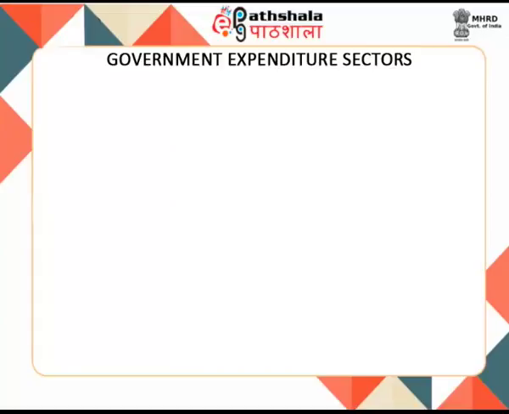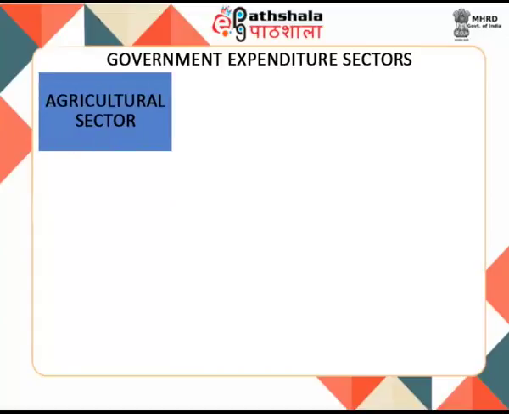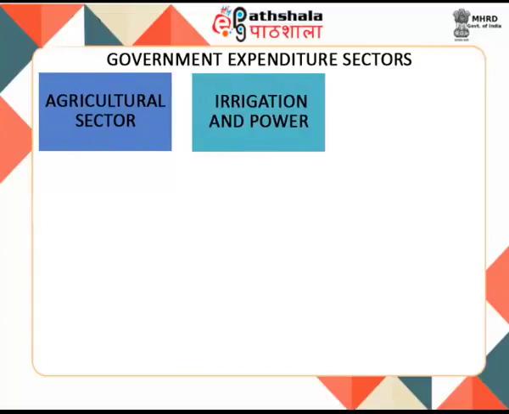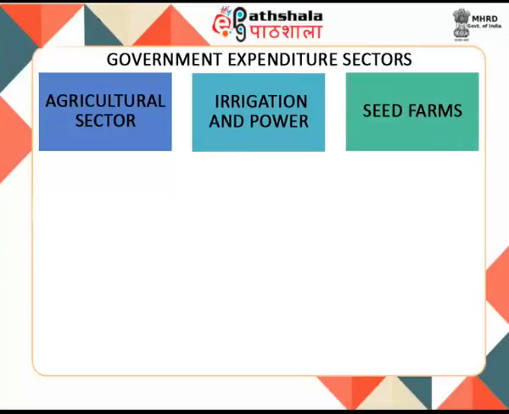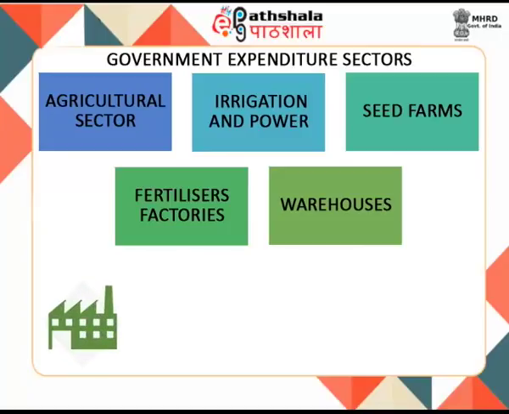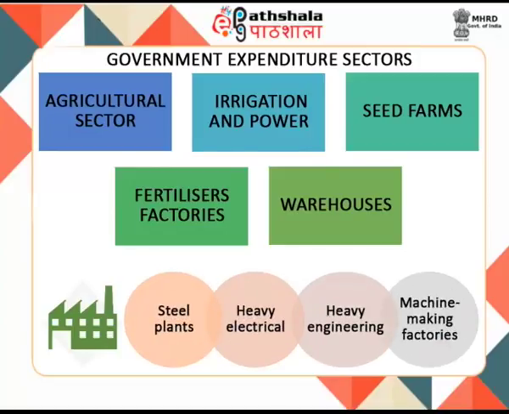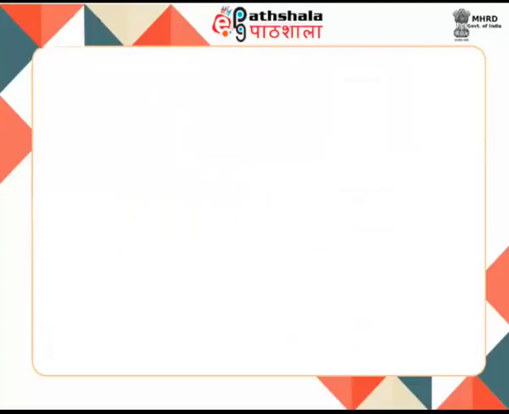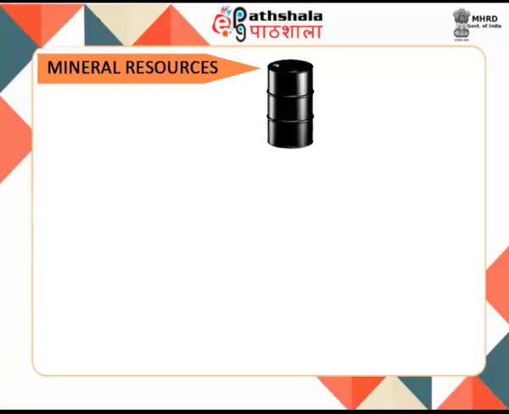Government needs to incur expenditure in the agricultural sector on irrigation and power, seed farms, fertilizer factories, warehouses, etc., and in the industrial sector by setting up public enterprises like steel plants, heavy electrical, heavy engineering, machine making factories, etc. Public expenditure also has to play a pivotal role in the exploration and development of mineral resources such as petroleum, coal, metals, etc.